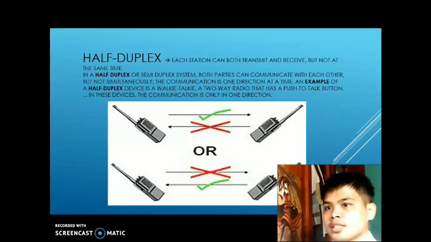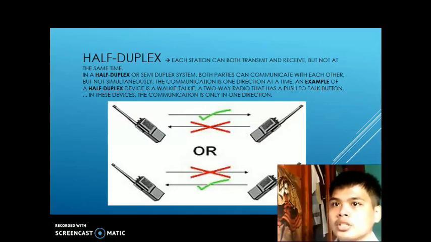Half duplex. Each station can both transmit and receive but not at the same time. In a half or semi-duplex system, both parties can communicate with each other but not simultaneously. The communication is one directional at a time.